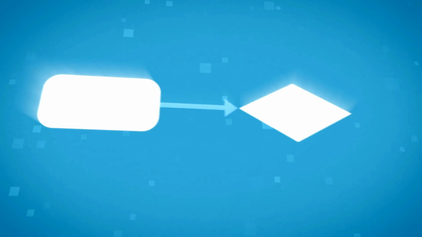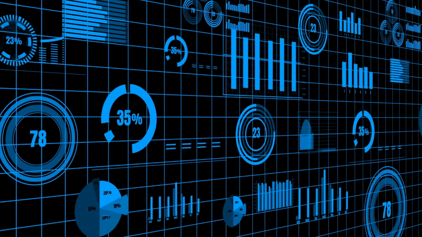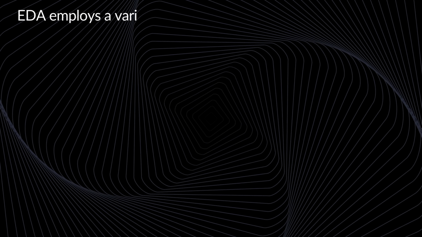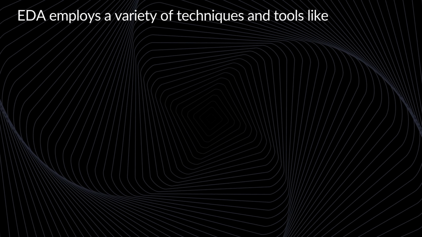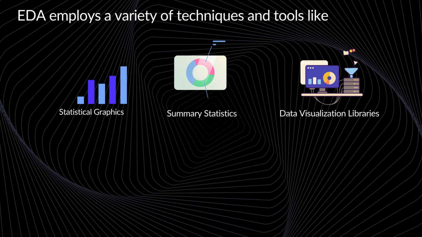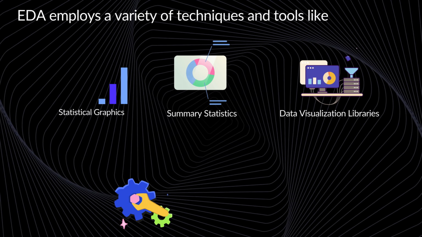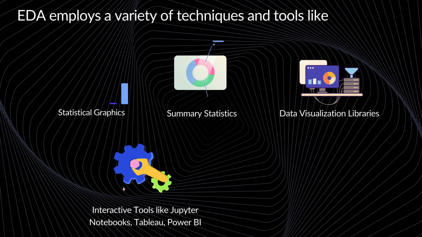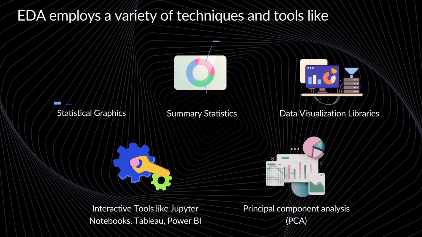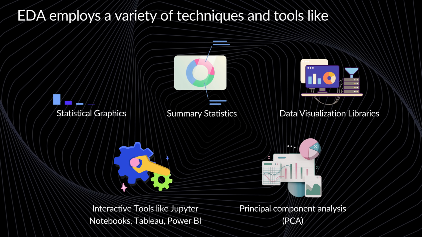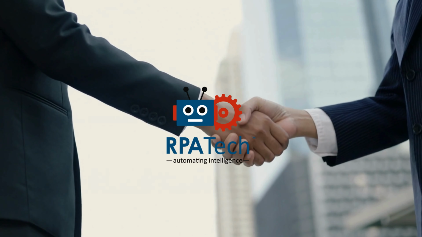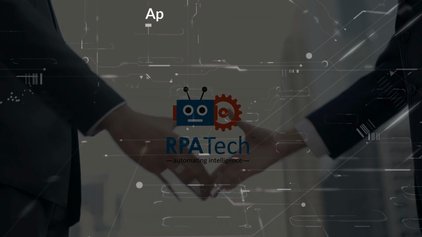Throughout this process, visualizations play a crucial role in making the data more interpretable and insights more apparent. EDA employs a variety of techniques and tools, like statistical graphics, summary statistics, data visualization libraries, interactive tools like Jupyter Notebooks, Tableau, Power BI, and, in dimensionality reduction, principal component analysis, PCA. At RPA Tech, we leverage these tools and techniques to help businesses gain deep insights from their data.